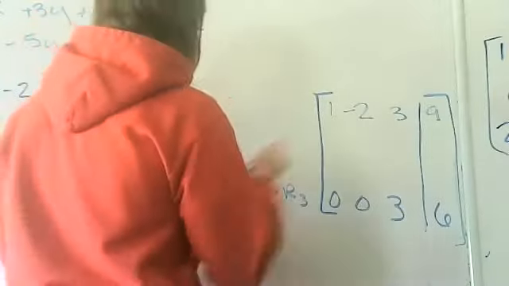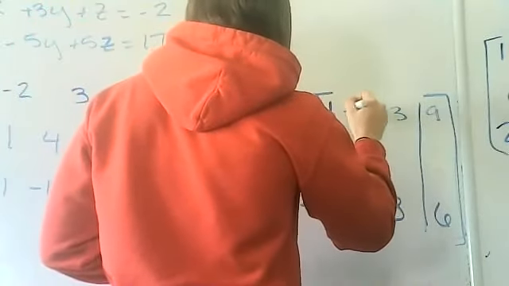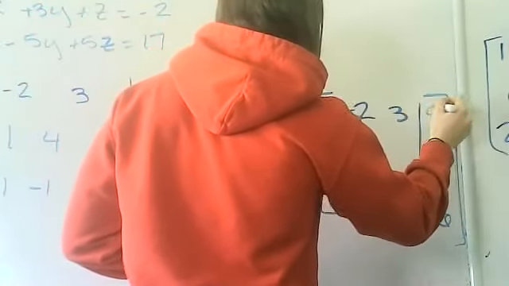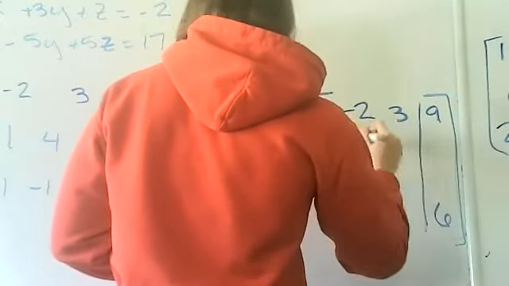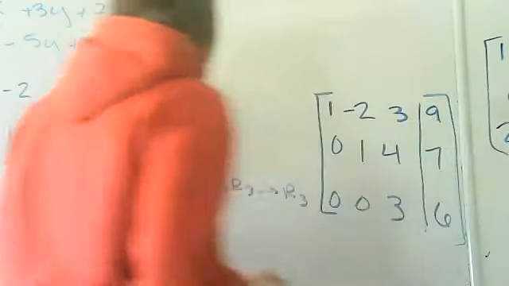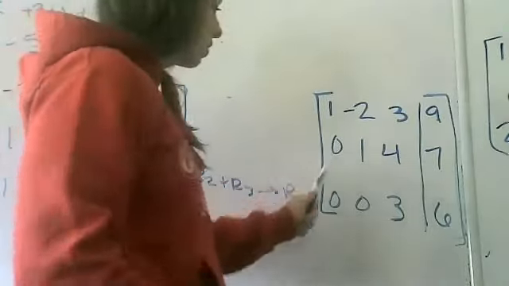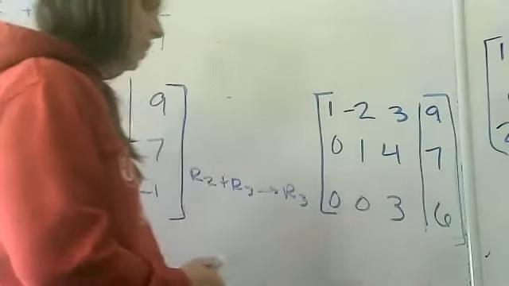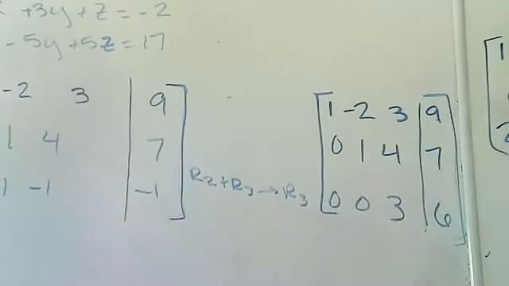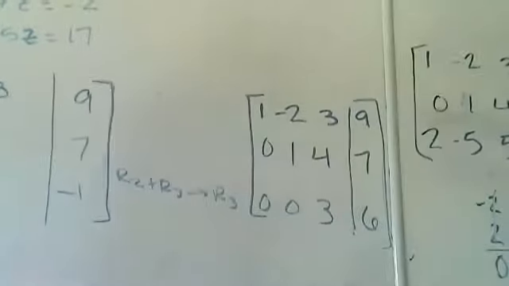None of my markers seem to want to work. Here's a good one. And 0, 1, 4, 7. Okay. So I did what I needed to. I got my lovely little triangle of zeros. In this case, the last thing is going to be completely extracting this.